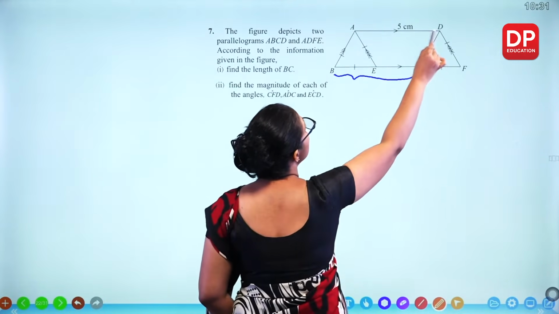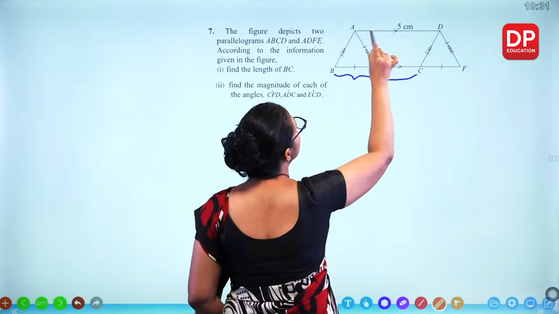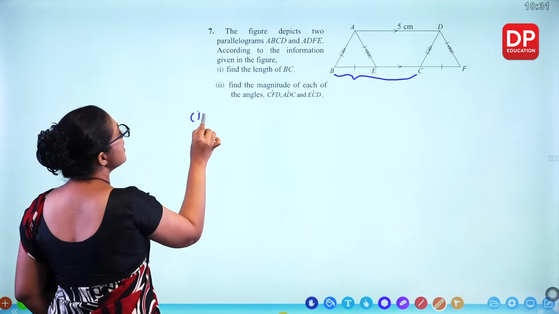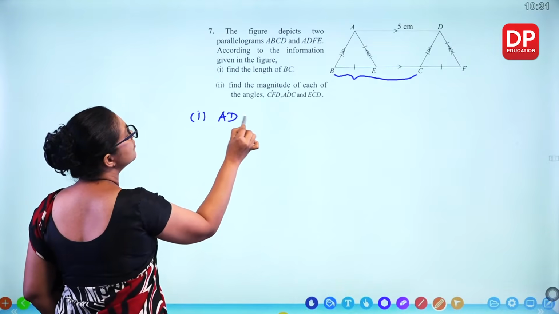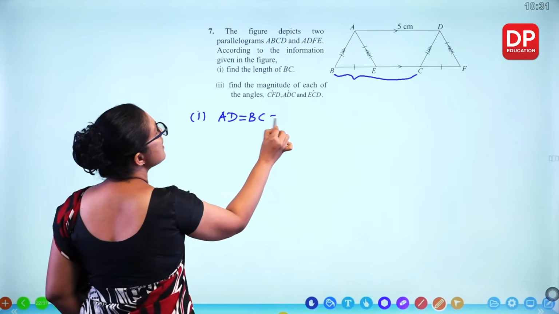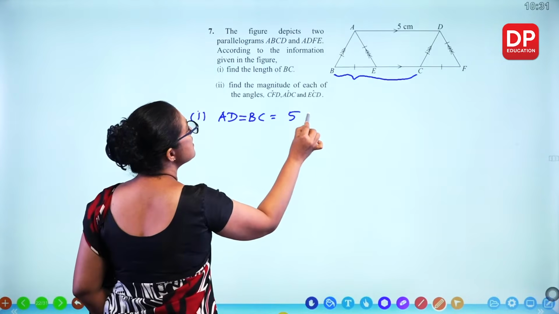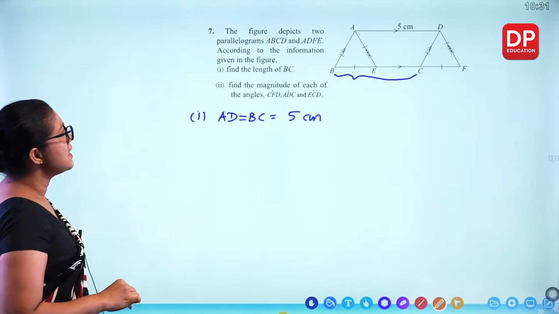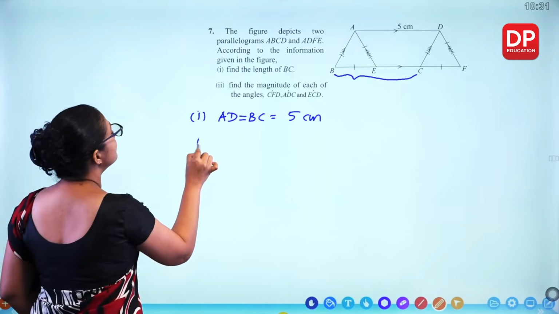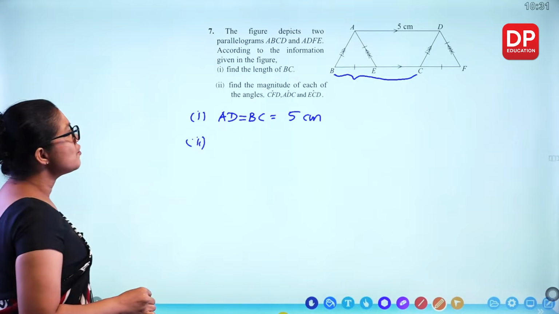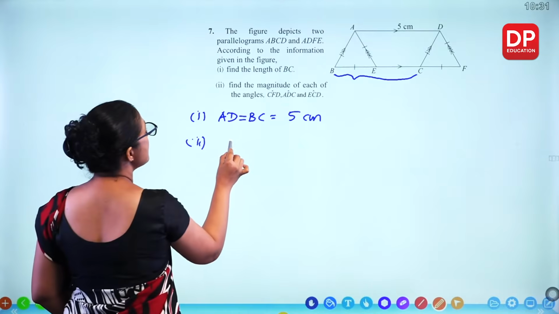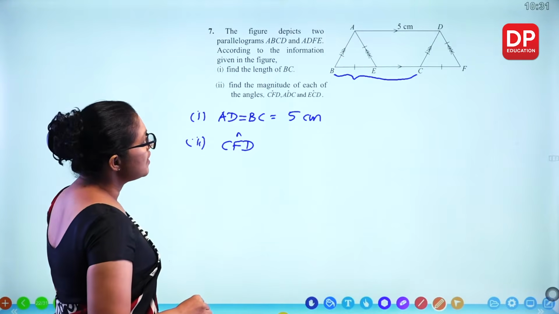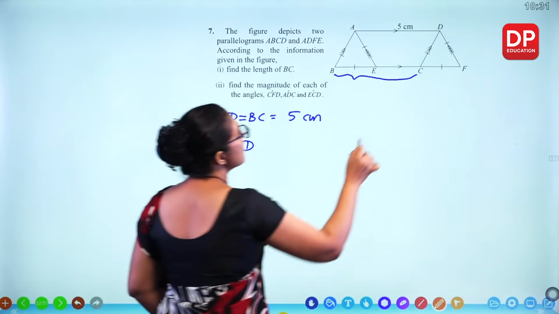Look at this diagram. This is a parallelogram. So AD and BC should be equal. And AD is given 5 centimeters, so BC also 5 centimeters. Find the magnitude of each of the angles CFD. Where is CFD? This angle.